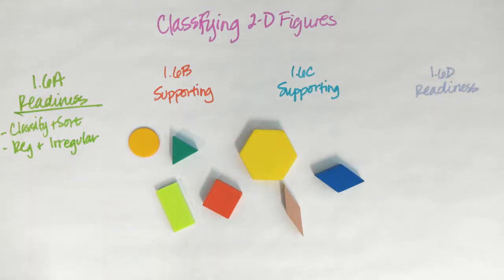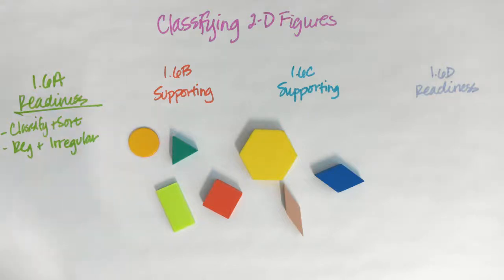Now, when we get to 1.6d, we're going to be expecting them to use formal geometric language. So one thing that's going to be important in this particular standard is that when students use informal geometric language, teachers paraphrase that with the correct academic vocabulary. So like, instead of corner, vertex or vertices. So we're making sure that we're using proper academic language.